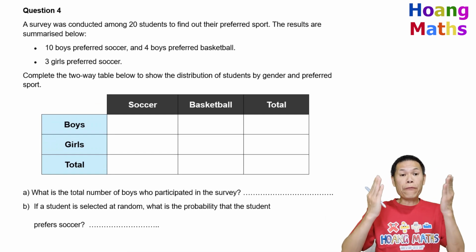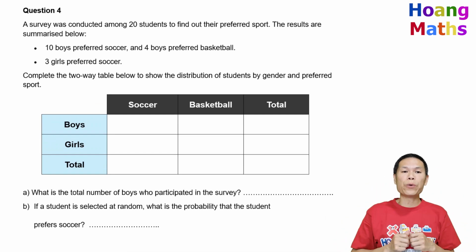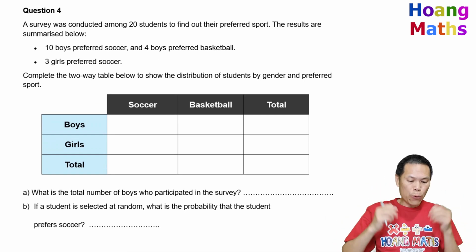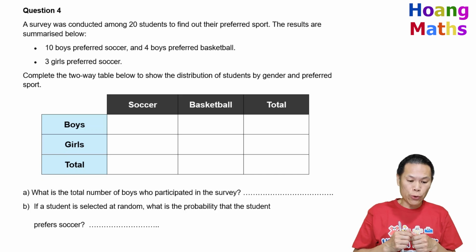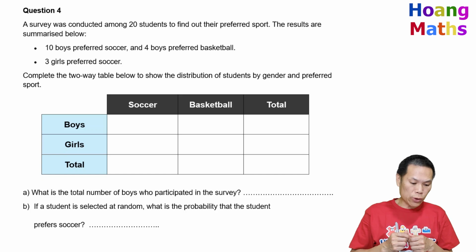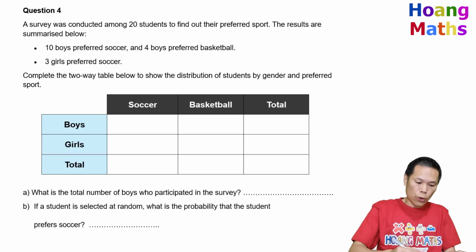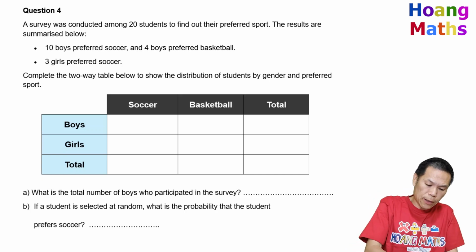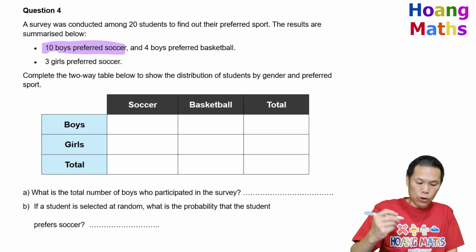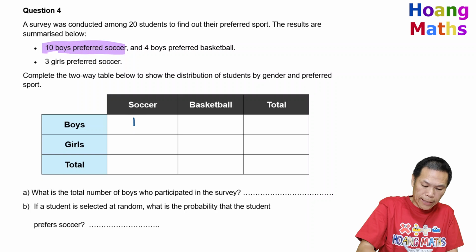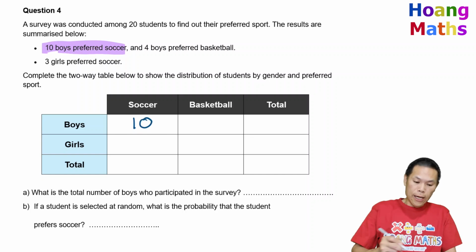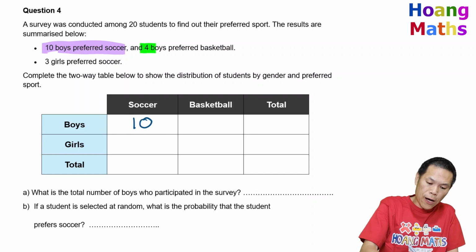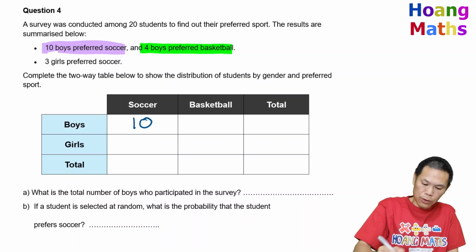Question number 4. So let me just go through this one with you first. A survey was conducted among 20 students to find out their preferred sport. The results are summarized below. So we know that there are 10 boys who prefer soccer. So boys and soccer, so 10 of them. So we just write 10 here, okay? And 4 boys prefer basketball. So boys, basketball, so 4 of them.